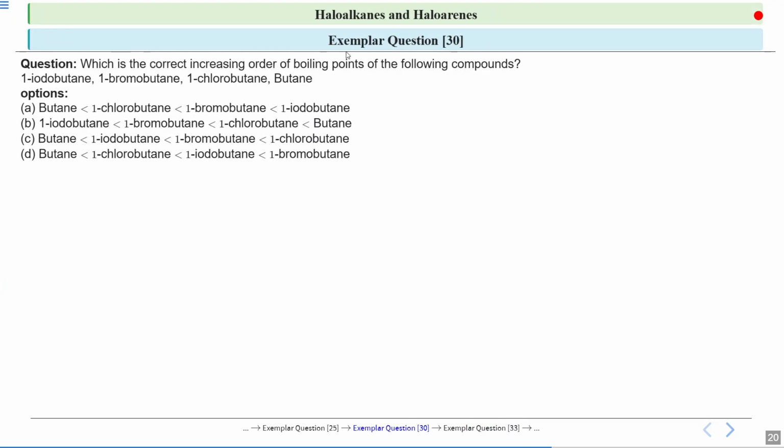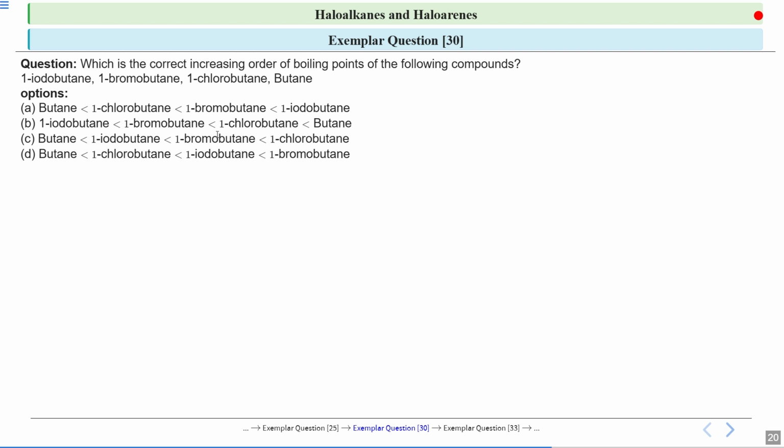So let's see the next question, Exemplar question number 30. The question is: which is the correct increasing order of boiling points of the following compounds? We are given 4 different compounds, and you have to tell the correct increasing order of their boiling points. The compounds are 1-iodobutane, 1-bromobutane, 1-chlorobutane, and butane.